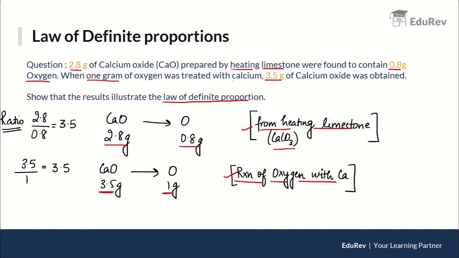calcium oxide over oxygen. So here it will be 2.8 upon 0.8, it gives me 3.5. Similarly, in the second case, it also gives me 3.5. Since the ratio is coming out to be same, that means the law of definite proportion is verified.